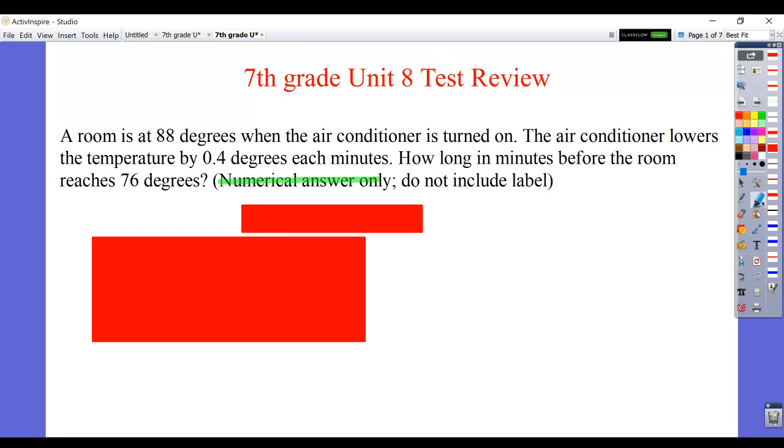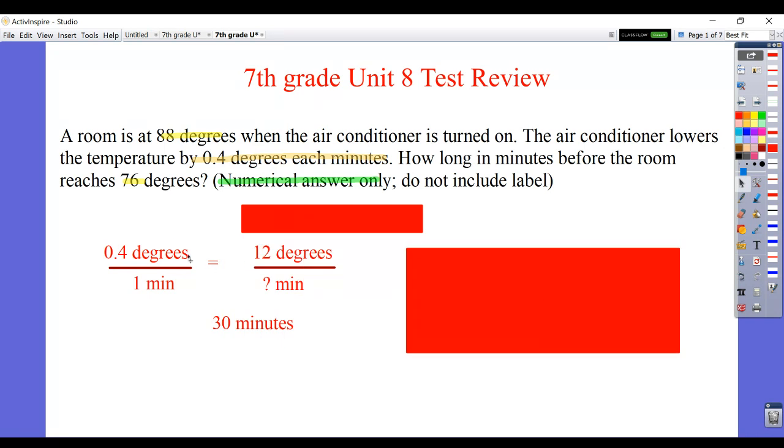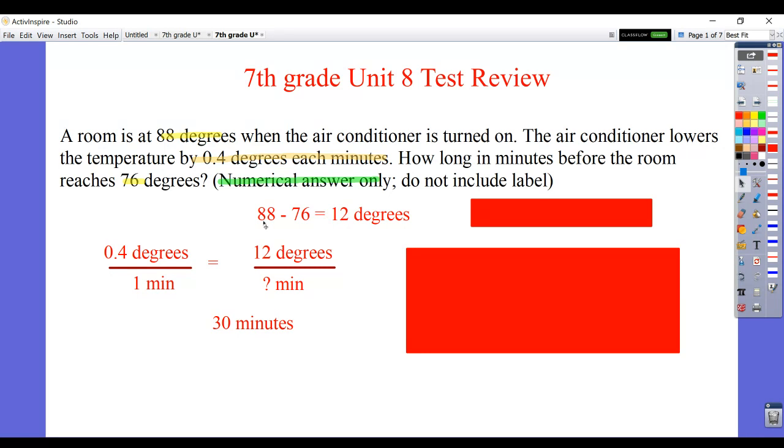So what you want to start with is an understanding of the problem. The temperature of the room is 88. We want to get it down to 76. And we know that it is going down by 0.4 of a degree each minute. So there's more than one way you could do this, but one way you could set it up and solve it is like this. You could say, all right, first I'm going to find the temperature difference between where it's at currently, 88 degrees, and what we're trying to get it to, which is 76 degrees. So subtracting those, we see that it's a difference of 12 degrees.